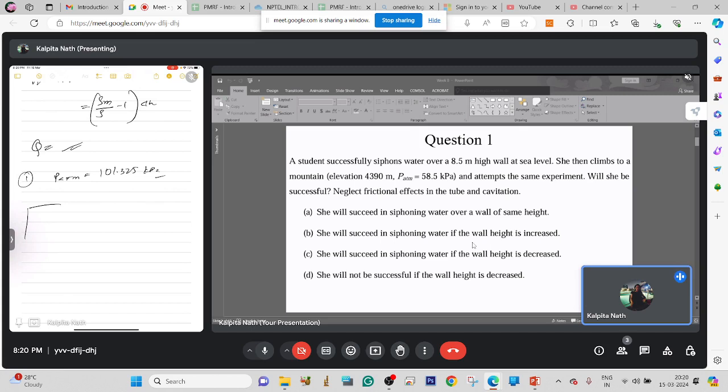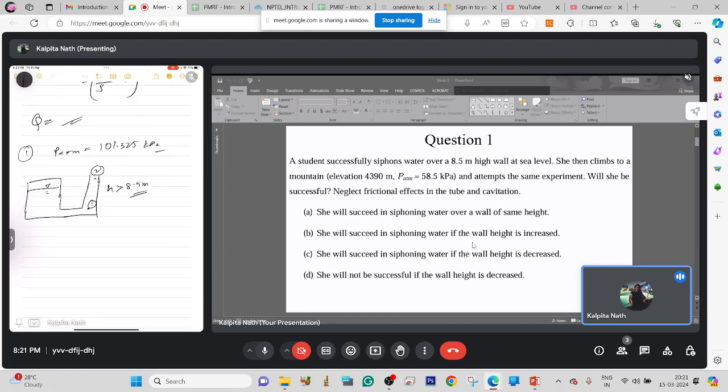Let's suppose this is the free surface and this is a siphon that rises up to a height at point 2. If this is point 1 and that is point 2, this height is greater than 8.5 meters, as already stated. At this point 2 the maximum height is reached and thus the velocity will be 0.